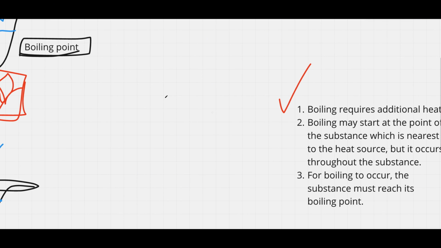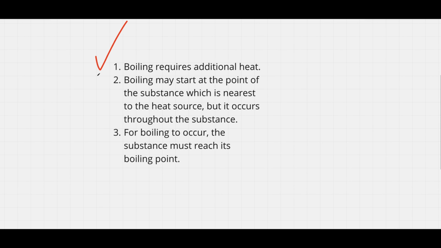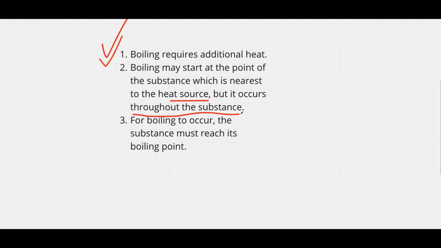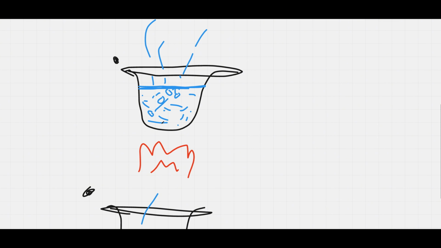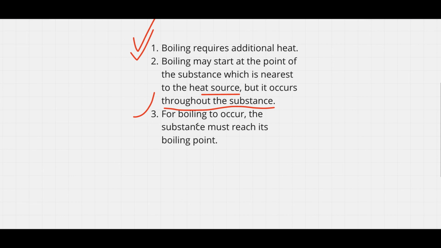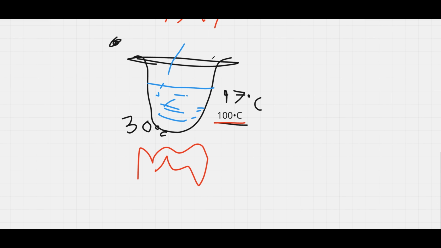So, what are the 3 points of boiling? Boiling requires additional heat to get the liquid or substance to reach the boiling point. Additional heat must be added. Boiling may start at the point of the substance which is nearest to the heat source, but it also occurs throughout the substance. Boiling may occur here, may start here, may occur here, but it happens all throughout. And number 3, for boiling to occur, the substance must reach its boiling point. So, for water, water must reach 100 degrees Celsius.